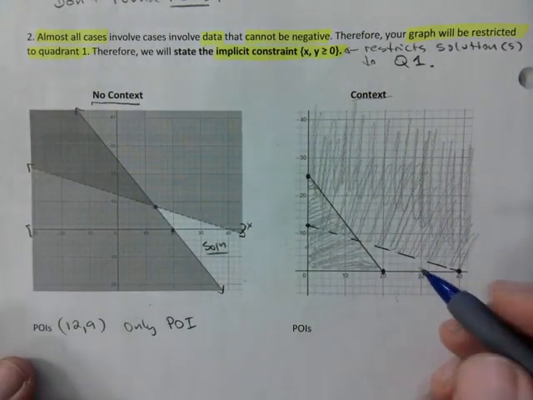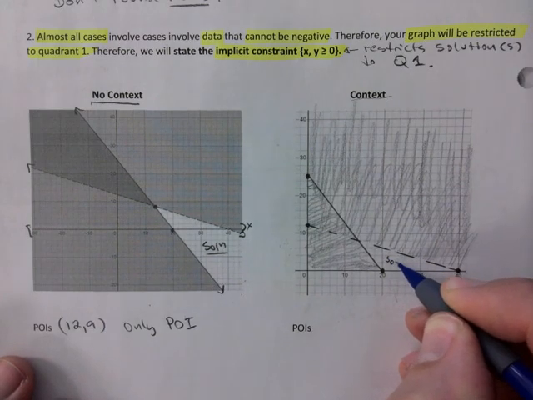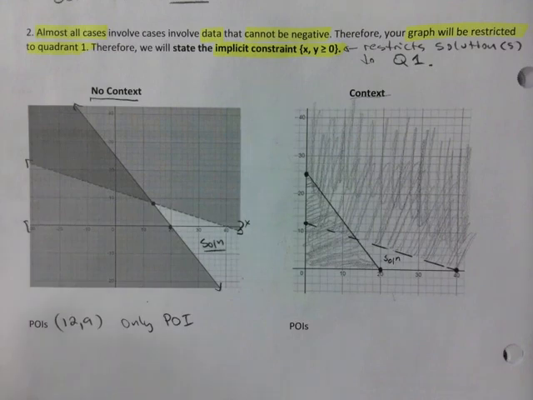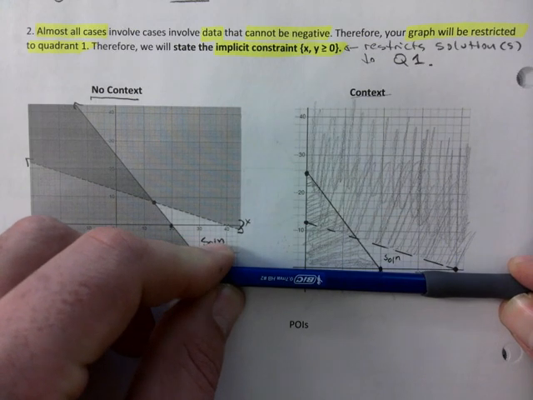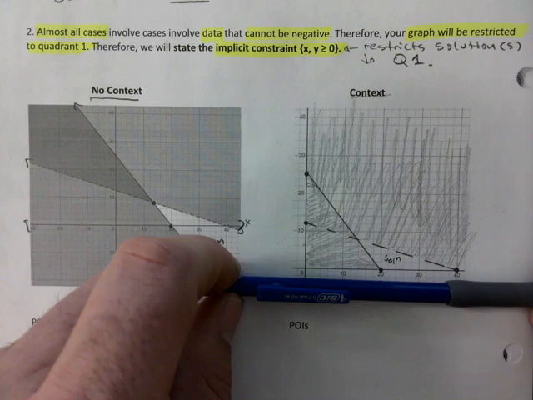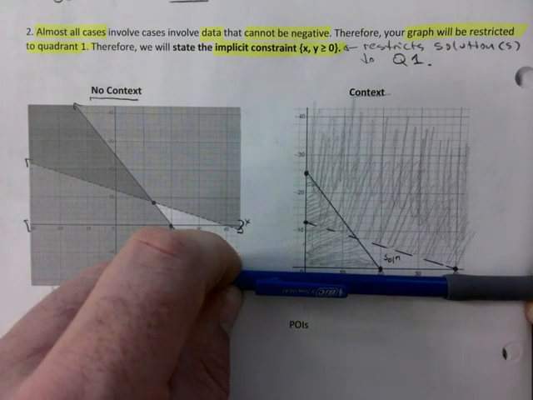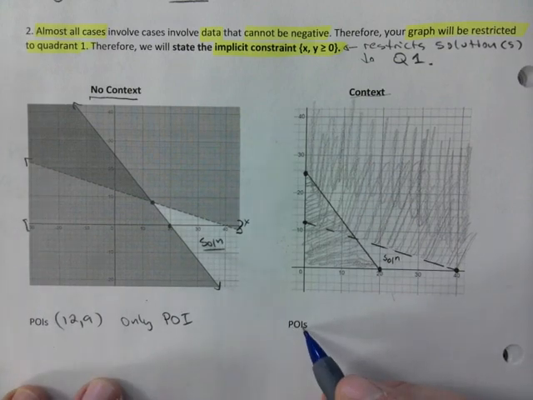So where's your solution region now? It's right there. Because you have restricted it, right, to quadrant 1. So it used to continue all the way, it would go into infinity. This is restricted. So now, how does it change with the POIs, guys?